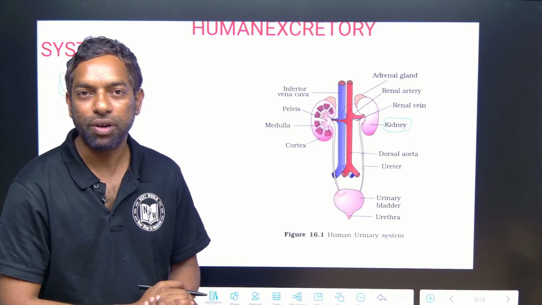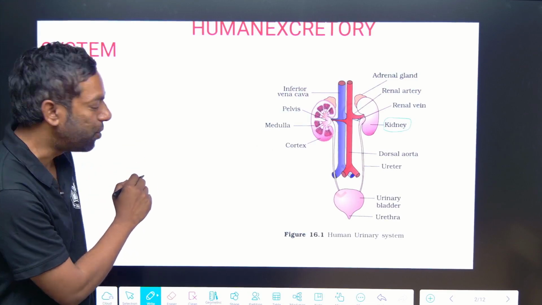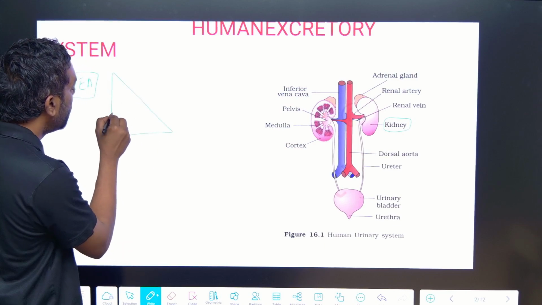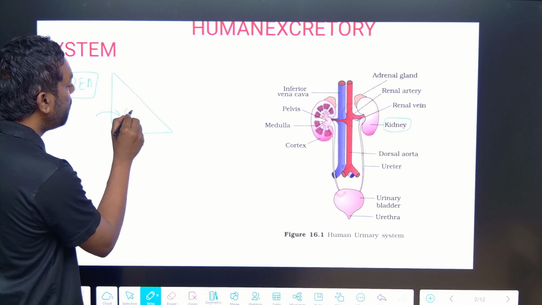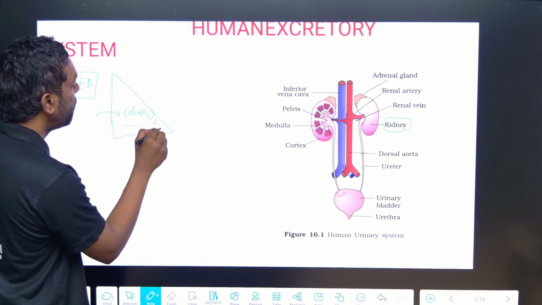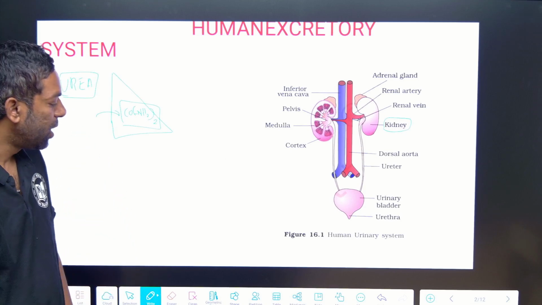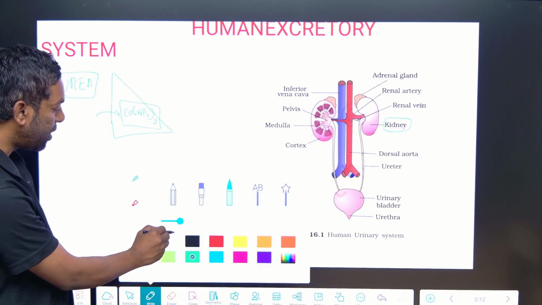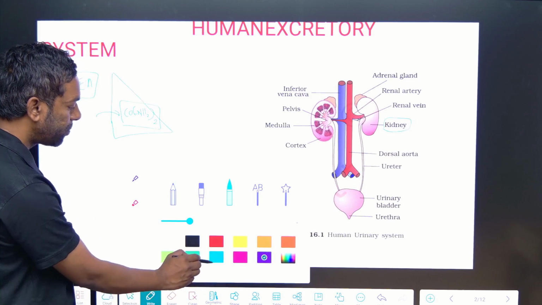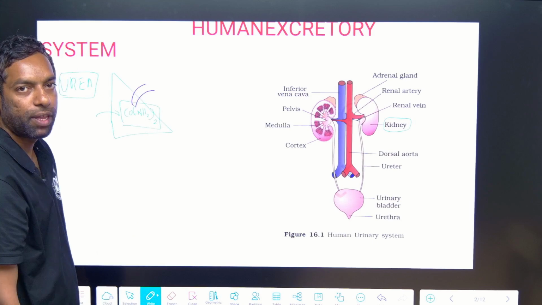Where is it produced in the human body? Who can make the urea? The liver is the ultimate producer of urea. CONH2 NH2, this is the urea formula. And this is the urea which is produced in the liver.